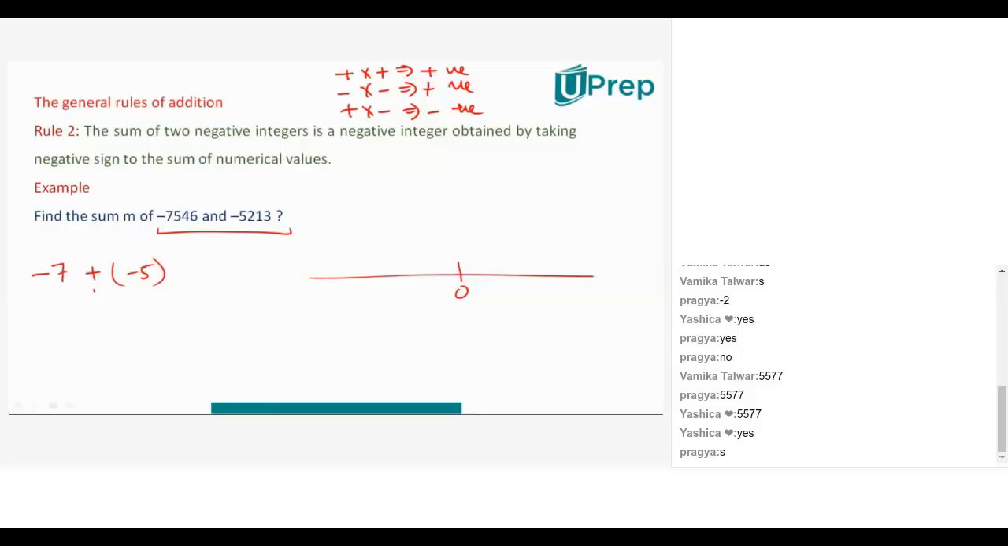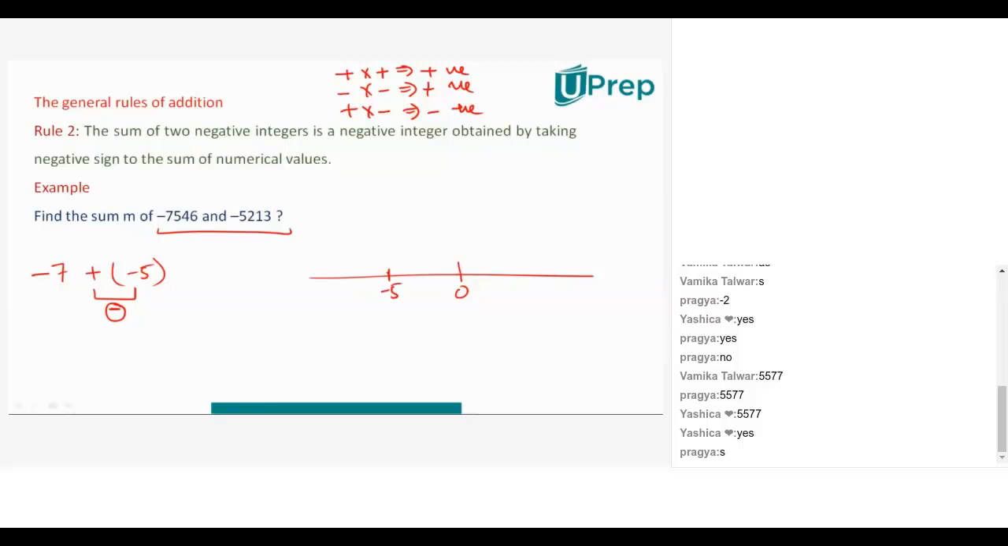Now, what is the example that I have taken? I have -7, which is a negative integer, and I have -5. What do I get when I add the two negative integers? Sir, can I tell? Yes. -7 will remain -7, but plus -5 will be -5 because plus minus is equal to minus. So it's going to be -7 -5, which we add, which is 12.